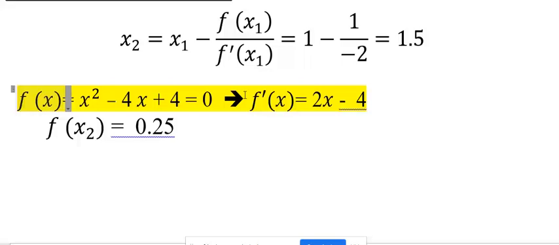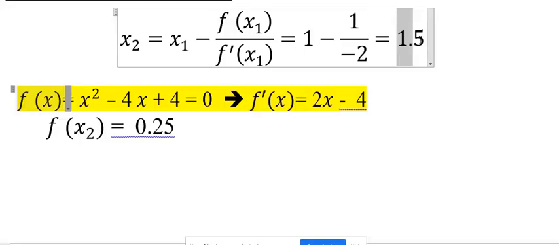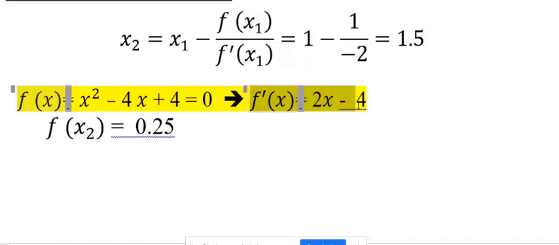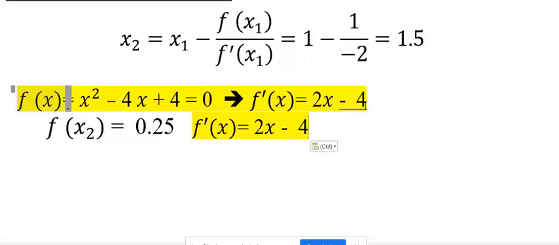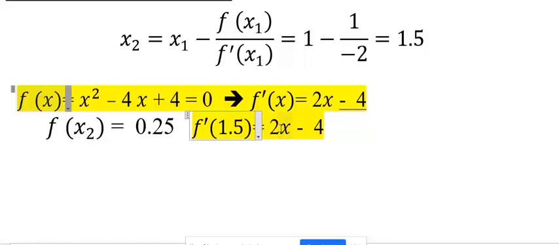So we evaluate f dash of x at 1.5. Please evaluate f dash of x at 1.5. Negative 1. Okay, let's write it. At 1.5, does that mean when x equals 1.5? At 1.5 we have here 3 minus 4, the result is minus 1. Is it true?